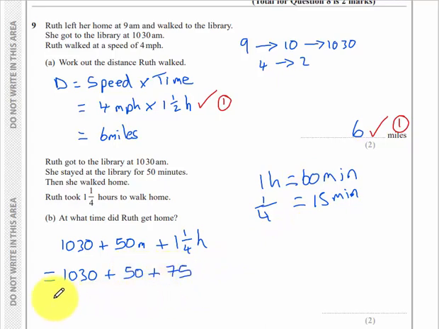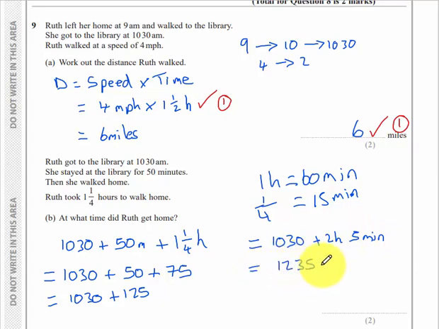So 50 plus 75, so I've got 10:30 plus 125 minutes. Well, 125 minutes is 2 hours and 5 minutes. So that's 10:30, 11:30, 12:30. She'll get home at 12:35.